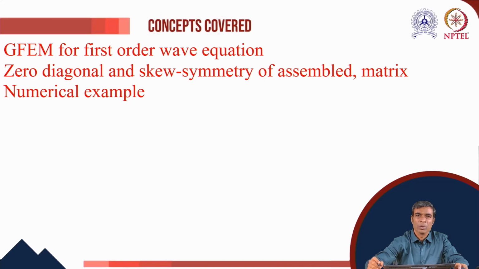In today's class, we shall consider the second part of marching problem. So we shall consider the hyperbolic partial differential equations where the velocity is present. In this connection, we shall consider the first order wave equation. We shall numerically solve this problem under the Galerkin FEM formulation in one dimension. We shall show that the resultant assembled matrix for this case is a skew-symmetric matrix, signaling a fundamental difference with respect to the transient heat diffusion problems.